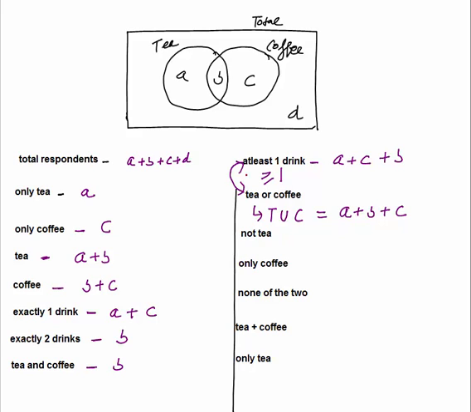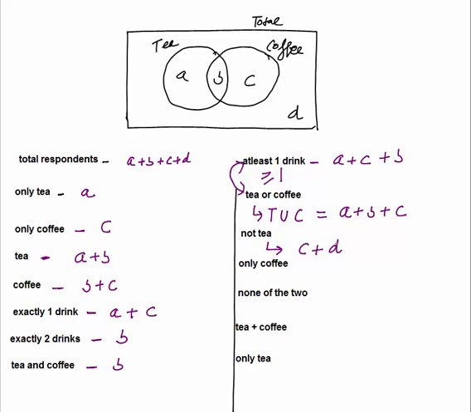When I say tea or coffee, it means those people who like tea, those people who like coffee, and those people who like both the drinks. Very important, not tea. When I say not tea, it means I don't need to count the people who like tea. I need to avoid the people who like tea. I have to count the number of people who don't like tea. Not tea means out of the circle of tea. It means C plus D, where C are the persons who like only coffee and D are those who like none of the two drinks, because they are outside both the circles.